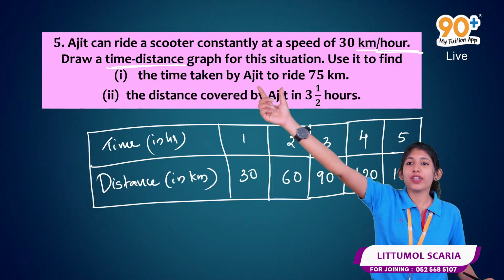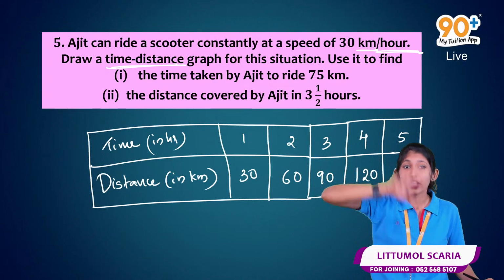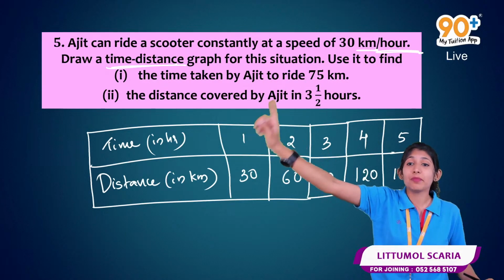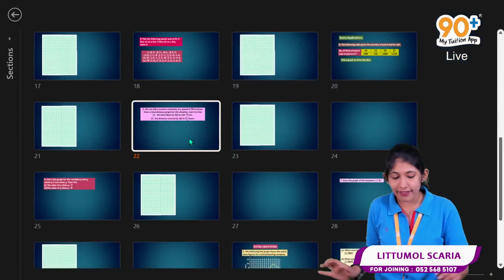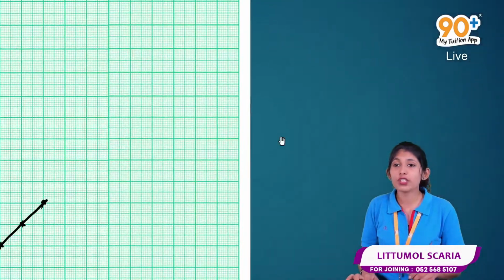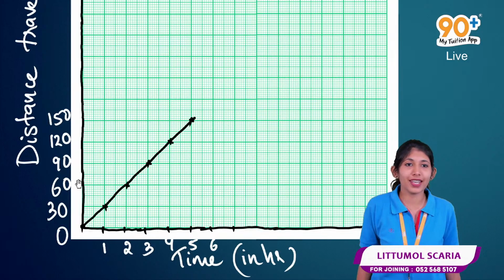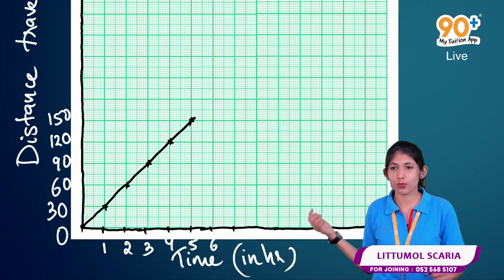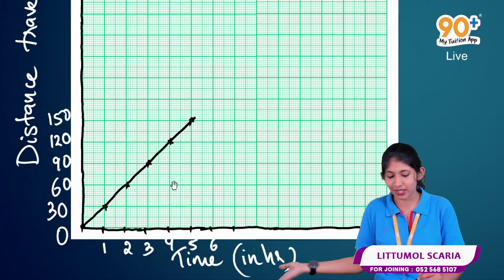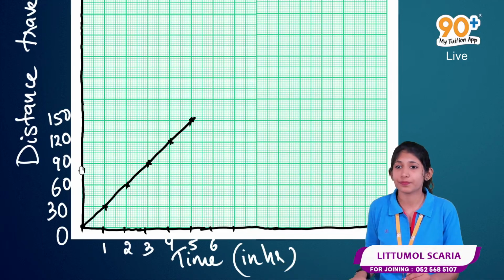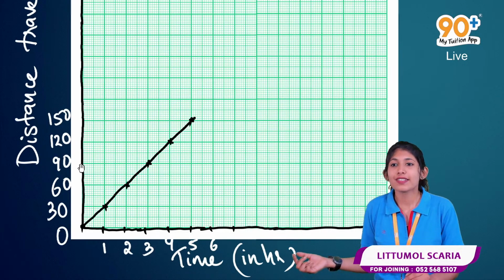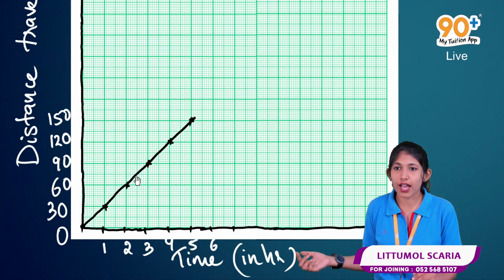So now you are supposed to find what? From your graph, you are supposed to find the time taken by Ajit to ride 75 kilometer. So where will be your 75 kilometer? Vishnuvardhan, whatever you said is correct. 75 kilometer is exactly in the middle of 60 and 90. So here is your 75 kilometer. Travel towards your graph, and what is the time?